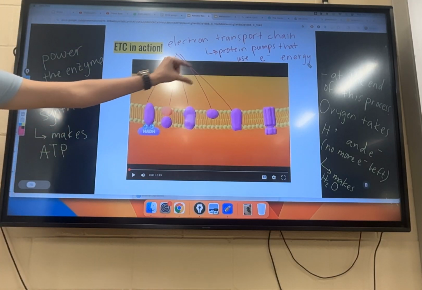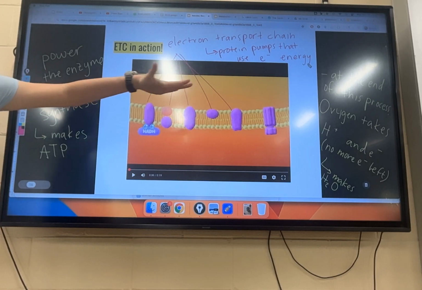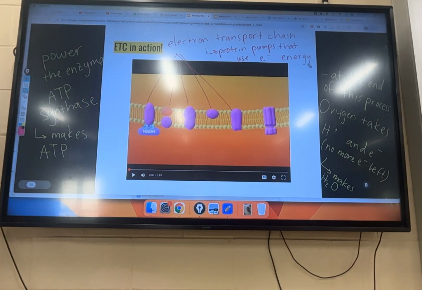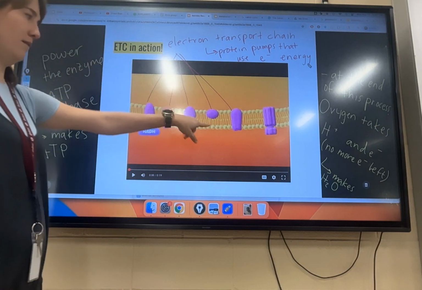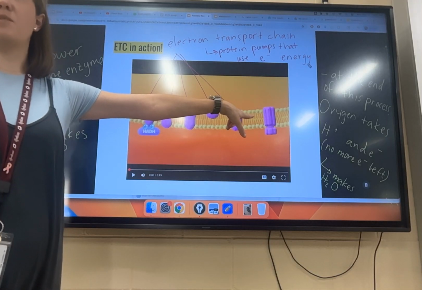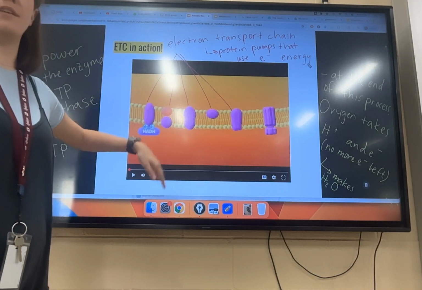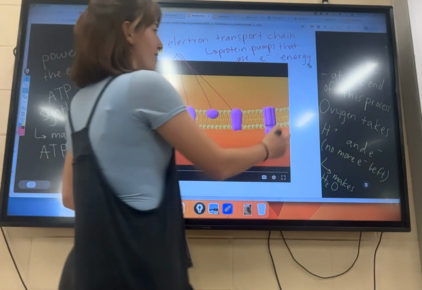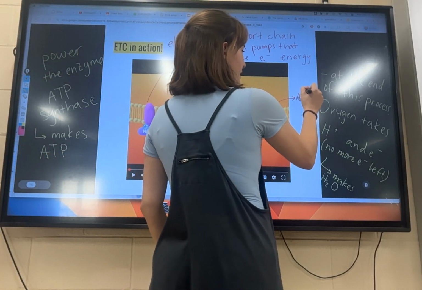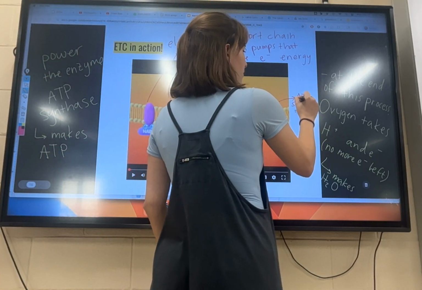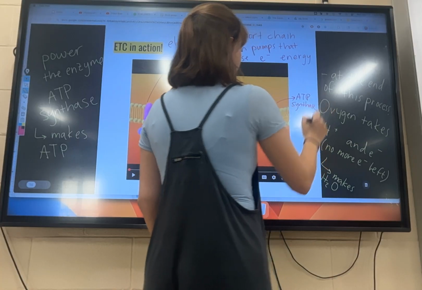This is happening in the mitochondria. This is a membrane inside the mitochondria. Yeah, this is the inner membrane. So we have these proteins that are going to pass electrons between them. They are protein pumps. They're going to pump things across the membrane. This is ATP synthase, and it turns like a generator.